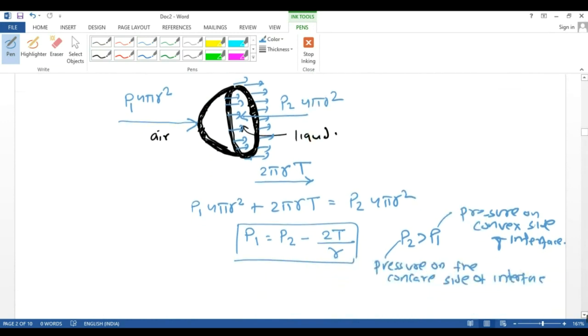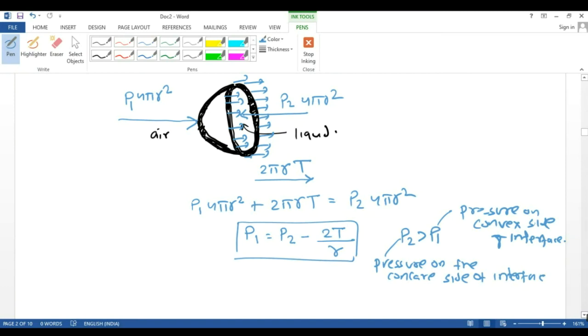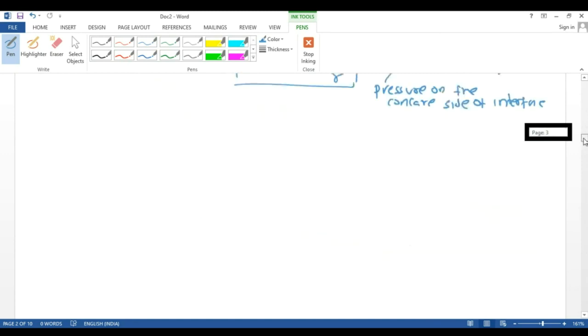So it doesn't matter whether you have an interface in which liquid is on the concave side or on the convex side, right? It's not dependent on which side liquid is. It simply depends on which side is concave and which side is convex. The concave side would be at the higher pressure and the convex side would be at the lower pressure. If you have liquid on the concave side, liquid is at higher pressure. If you have liquid on the convex side, then liquid is at lower pressure, and the pressure difference across every surface is 4T divided by R.